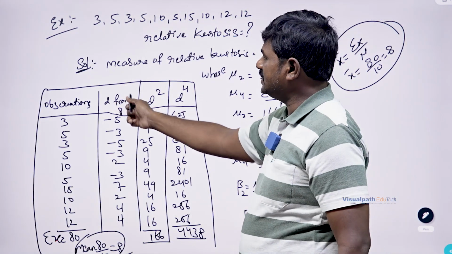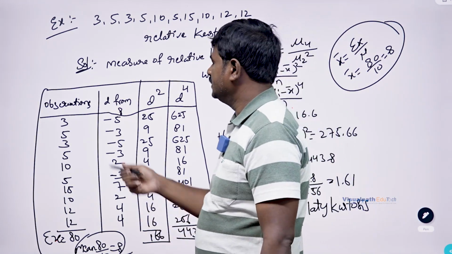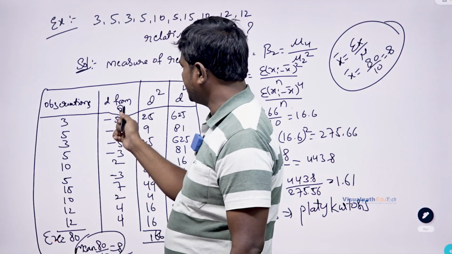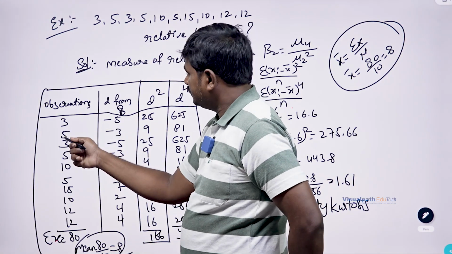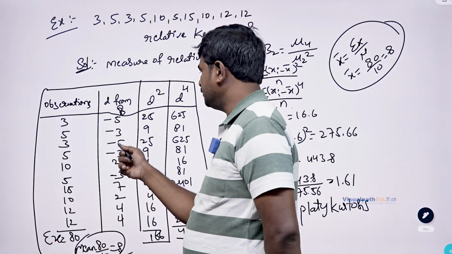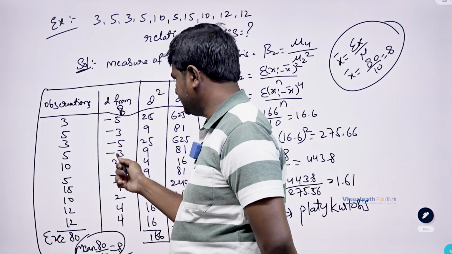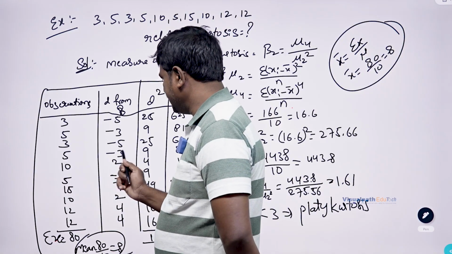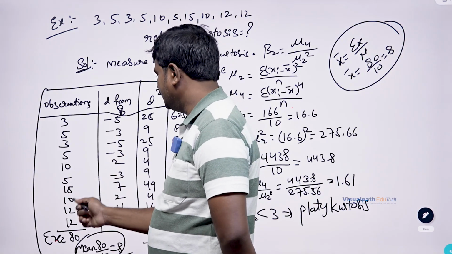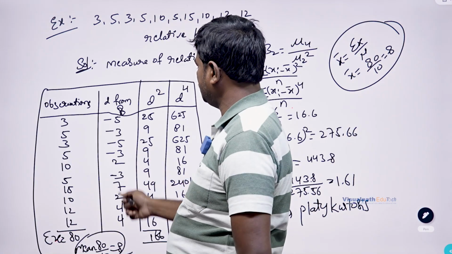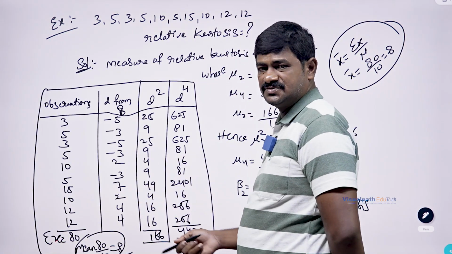So here, the deviation from the mean we have to calculate. 8 is the mean, so we have already written 8 here. 3 minus 8 is minus 5. 5 minus 8 is minus 3. 3 minus 8 is minus 5. 5 minus 8 is minus 3. 10 minus 8 is 2. 5 minus 8 is minus 3. 15 minus 8 is 7. 10 minus 8 is 2. 12 minus 8 is 4, and 12 minus 8 is 4. So these are all the deviations from the mean.